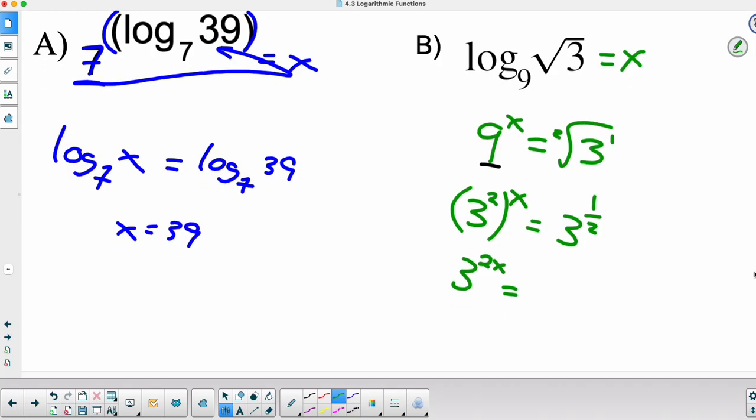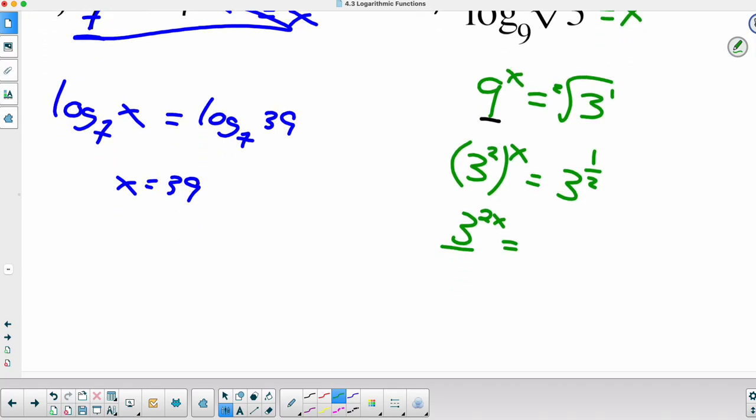This is the key, though. I want to write both of these with the same base. This is 3 to the 2x, and this is really 3 to the 1/2. If you have them as the same base, what can I do to get my answer? I just set the exponents equal to each other. So what do my exponents say? 2x equals 1/2.